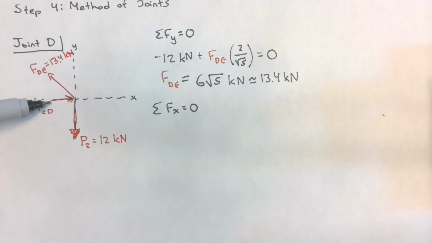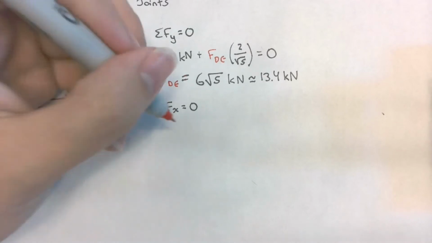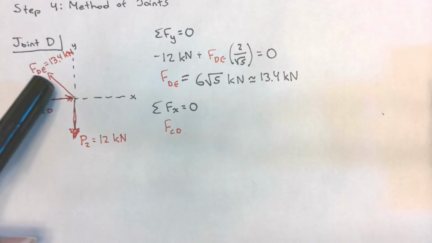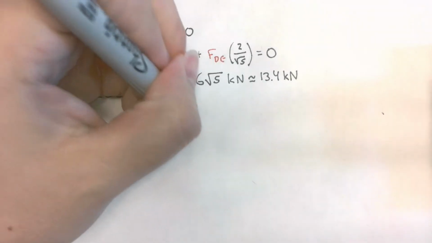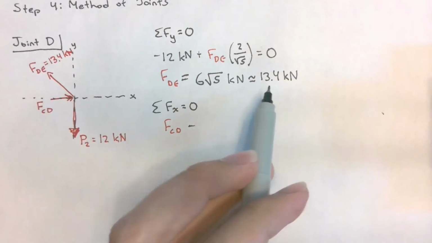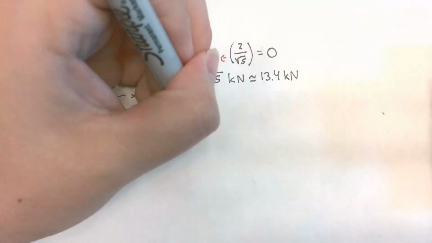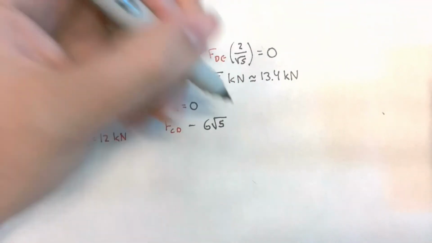In the x direction, we have a positive force CD, which is our unknown. And then we'll have a negative x component of this force DE. So minus the force DE, which is 13.4. I'm going to write 6 root 5, just so it's a little bit easier to do the math for me. So 6 times root 5 kilonewtons.